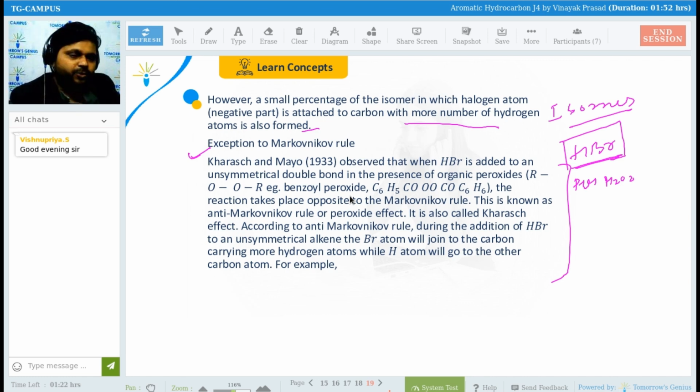Now see here. According to the anti-Markovnikov rule, in an unsymmetrical alkene, guys, tell me what will be the addition product if the anti-Markovnikov rule is applied in the case of HBr in the presence of peroxide. I want your answer. Please write in your notebook and then show me. Anil Dev, you have propene. You have to show the addition product with HBr in the presence of H2O2 peroxide.